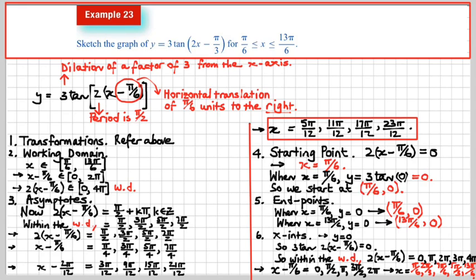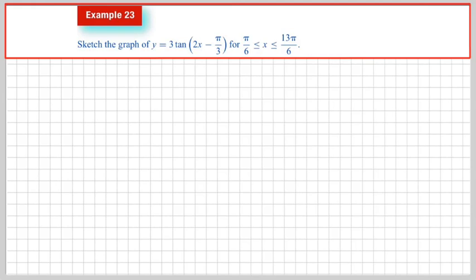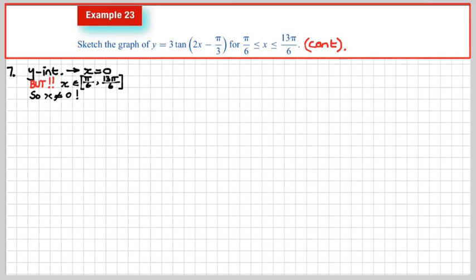Alright, so let's go over the screen and fix it. Y-intercept, so therefore, yes. Oh yeah, this is a very interesting point, guys. x would equal 0. But the fact is that this domain does not include x as 0. It goes from pi on 6 to 13 pi on 6. Therefore, there ain't no y-intercept. There isn't any.